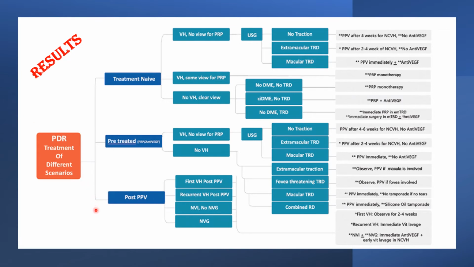In patients with PDR that already underwent PPV, treatment depends on the vitreous hemorrhage, according to whether it might be the first vitreous hemorrhage or a recurrent vitreous hemorrhage. So it's observation if it's the first. If it's recurrent, the PPV must be repeated with lavage of the vitreous chamber. In cases of neovascularization on the iris or neovascular glaucoma, anti-VEGF is recommended.